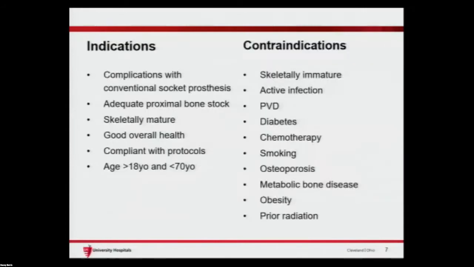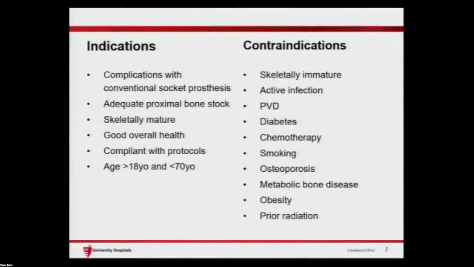So common day indications, the main indication is any patient who has complications with a conventional socket-based prosthesis. They need to have adequate bone stock proximally. They need to be skeleton mature. They need to be in good overall health. They need to be compliant with the postoperative protocols and motivated to proceed with the multiple stage operations that are necessary. And in general, the age is usually between 18 and 70, although depending on the study, that may vary a little younger, a little older.